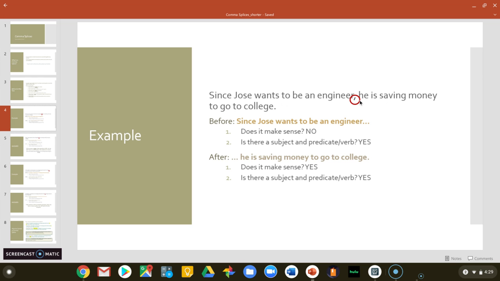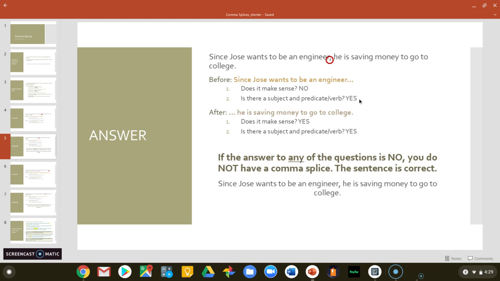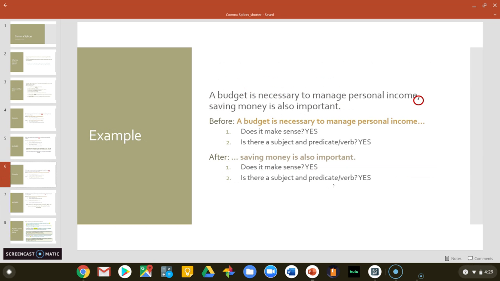So now we're going to look at everything that comes after this comma. He is saving money to go to college. Does this make sense? Yes, it sounds like a complete thought. Is there a subject and predicate? There is. We have a verb, saving, and then we have the subject of saving, he. All right, so we review our answers. We have one no and three yeses. If there are any no's, we do not have a comma splice and the sentence is correct. So we can leave the sentence as is. The comma is fine.